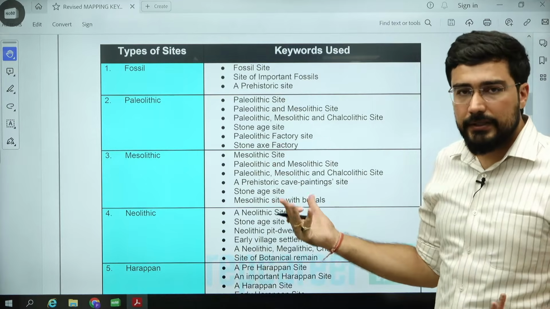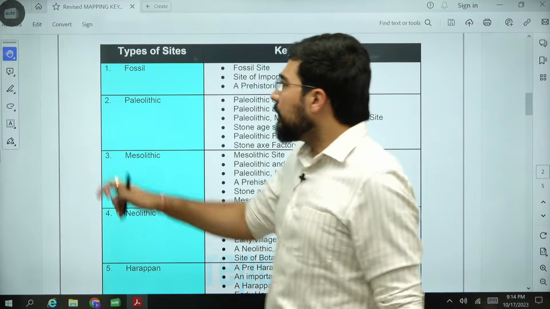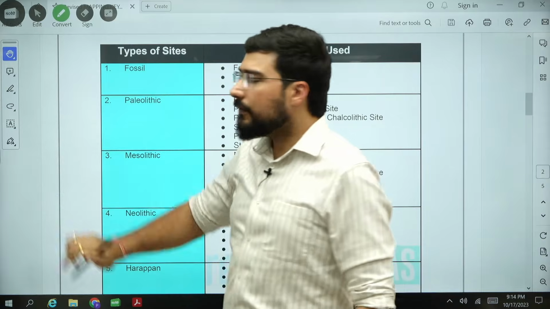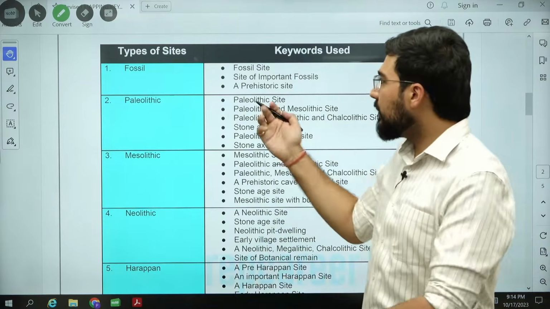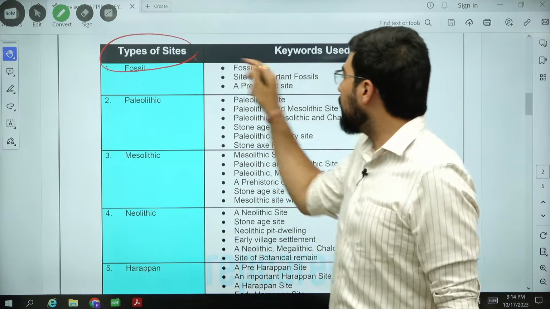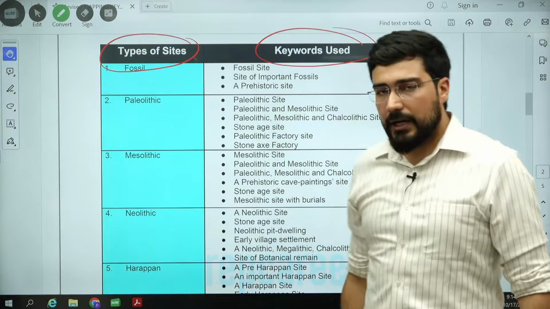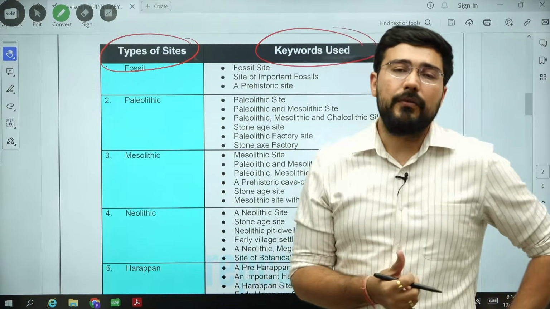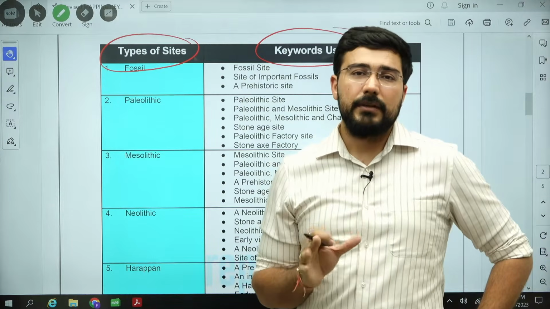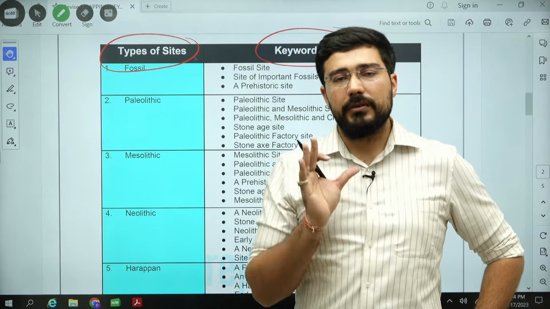How does a question come? Alright, if I see all the keywords, we have reviewed all the keywords. On the one side there will be the type of sites, and on the other, which type of keyword can be used to indicate that type of sites. So this is something which is very, very important for this exam.